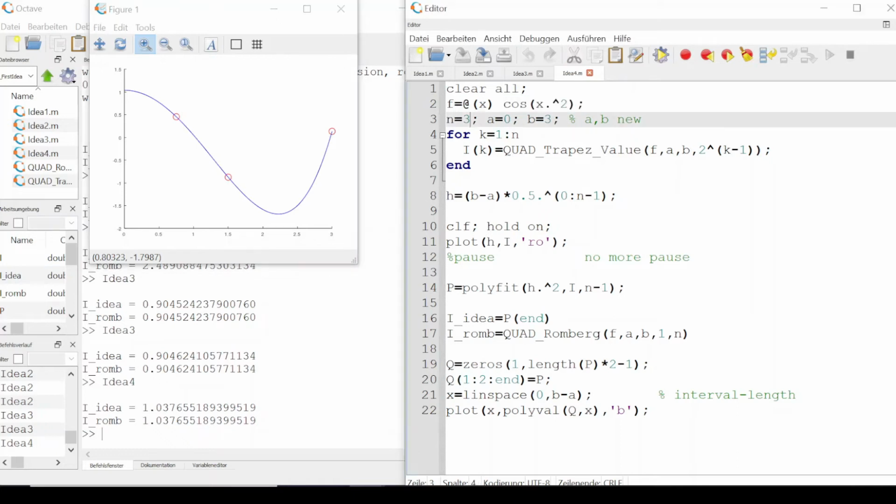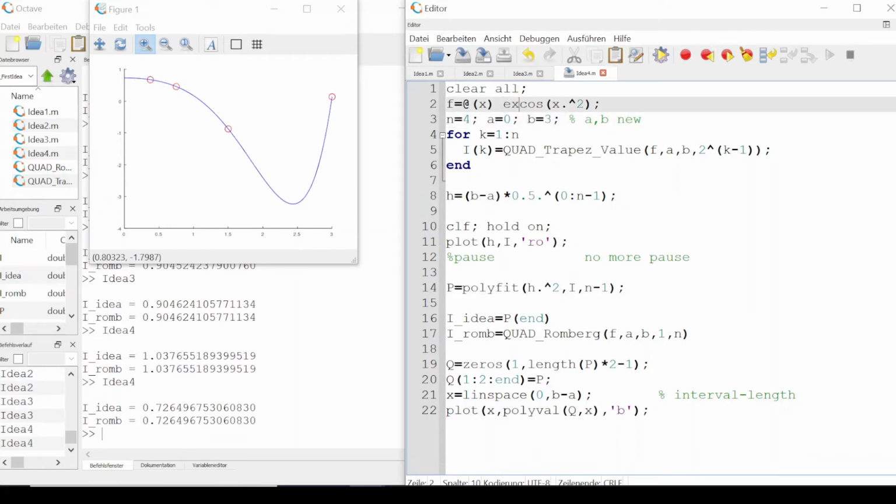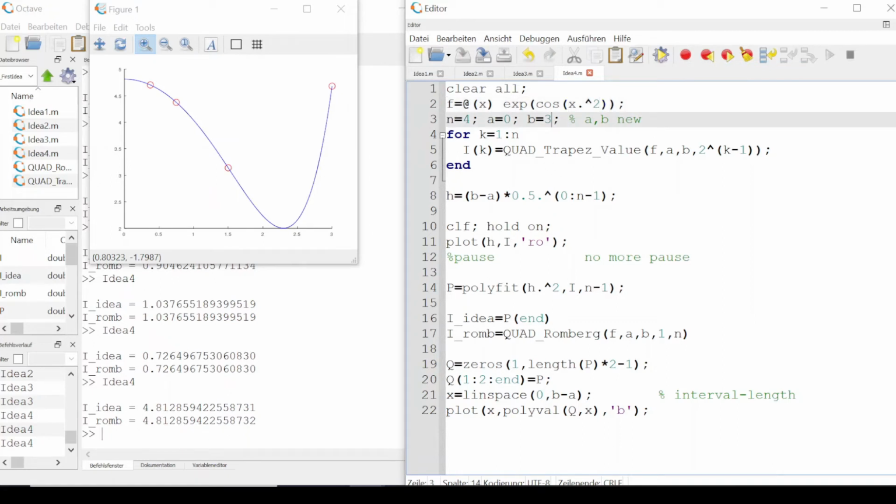Okay, so here we can also play around. We can play around with the function, so maybe this function instead. And we can play around with the interval. Let's use b to be 6 or whatever. And we see it will always be the same value. Okay, so Romberg means: interpolate the trapezoidal values and then evaluate the interpolant.